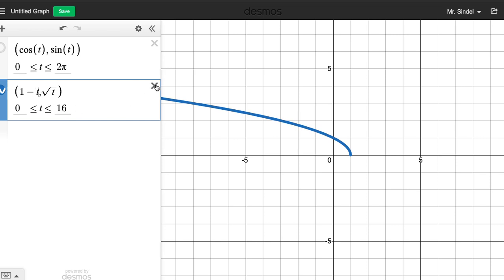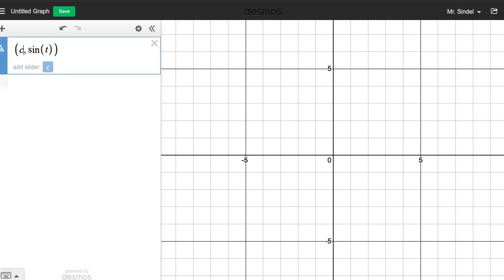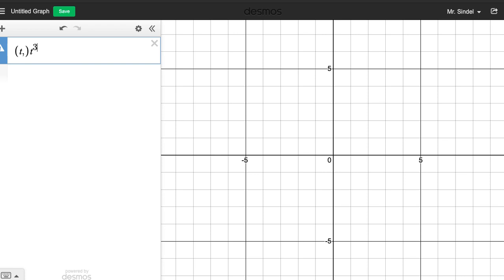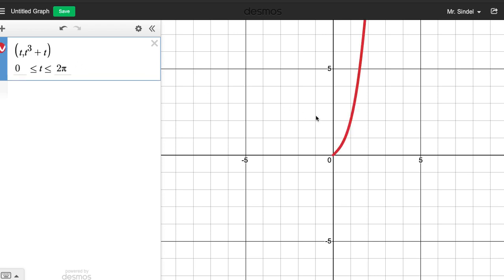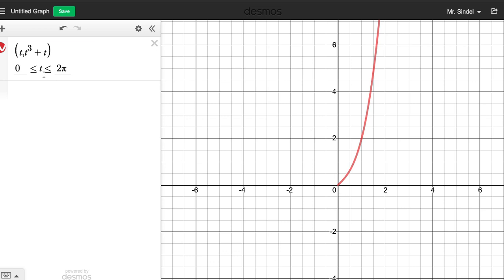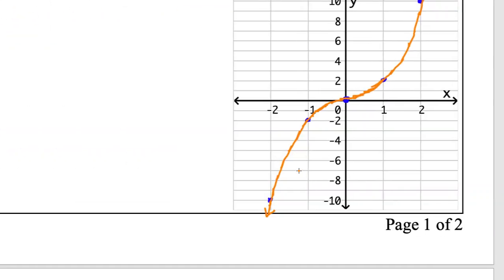We'll get rid of you. Do we need you? We can get this. So we'll say x is equal to t and y is equal to t to the power of 3 plus t. There we go. And what do you look like? Oh, can I go negative 2 pi? Ah, there we go. Okay. I was like, oh no, we messed up. There's no left-hand side. There's nothing that's a negative x value. Now we got that. So this graph matches up.